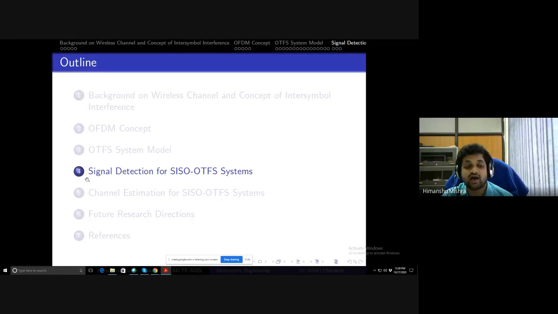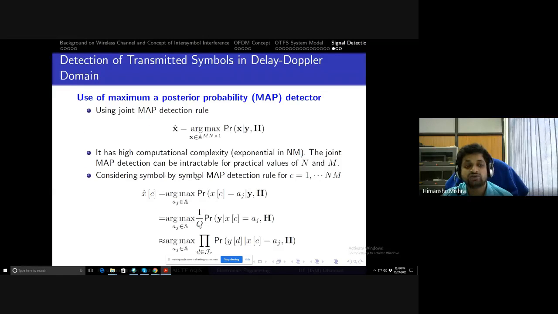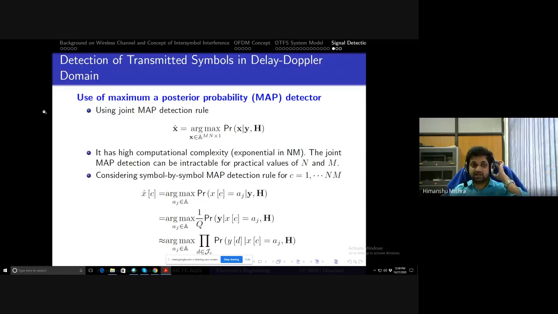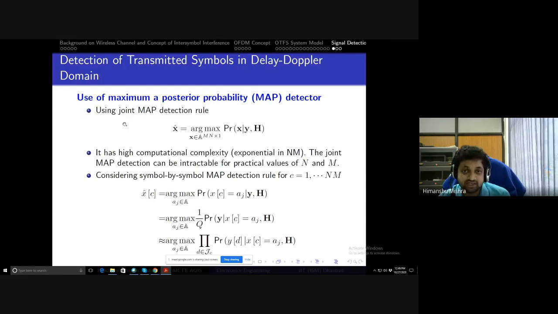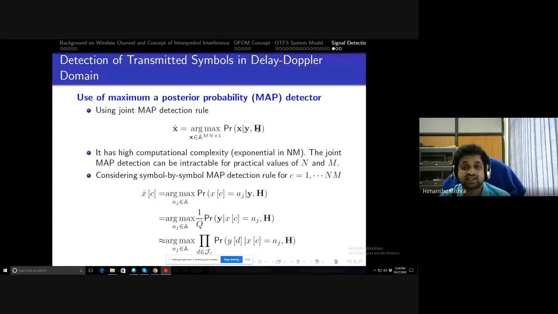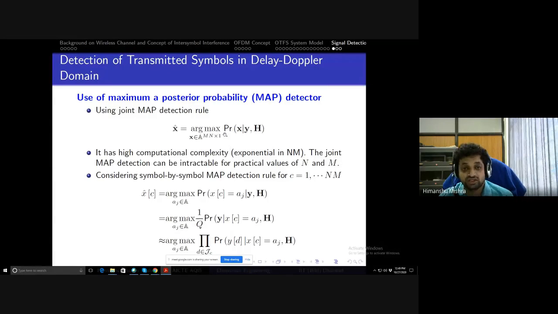Next is how to detect the signal. For optimal detection of the signal, all of you know the maximum a posteriori probability, the MAP detector. So what is this MAP detector? You have received signal y, transmitted x, and channel H. How will you do detection? You have to maximize the probability. This is the MAP, maximum a posteriori probability: the probability of x, the transmitted signal, given the received signal y and H. This is known as the MAP detection rule.